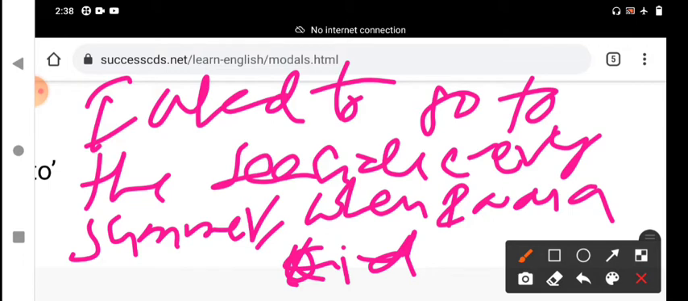Now I have grown up. I am an adult now. It is not a habitual action now, it is a past habitual action. A past habitual action must be expressed through the structure of the modal verb used to. That means I used to when I was a kid, but not this time. This is a past habitual action.